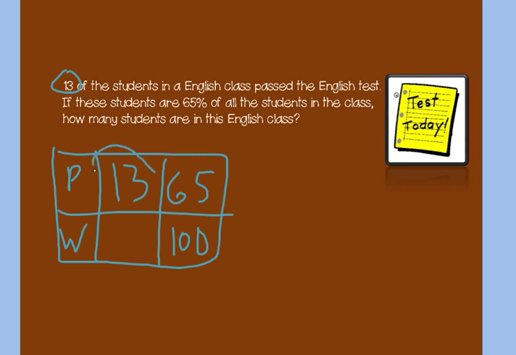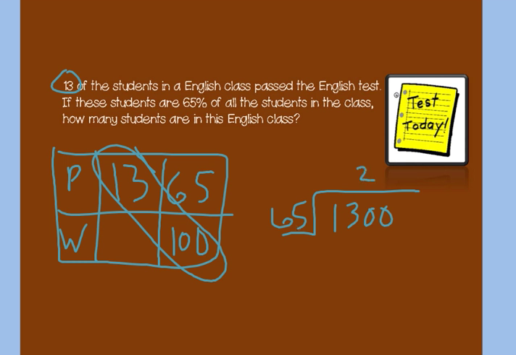So I know the butterfly method always works. I can multiply 13 times 100. That would give me 1300 divided by 65. 65 won't go into 1, it won't go into 13, but it will go into 130. 2 times, I put my 2 right above the 0. 2 times 5 is 10, carry a 1. 2 times 6 is 12. 13, subtract, bring down. Be sure and put your 0 above the last 0. So there would be 20 students in the class.